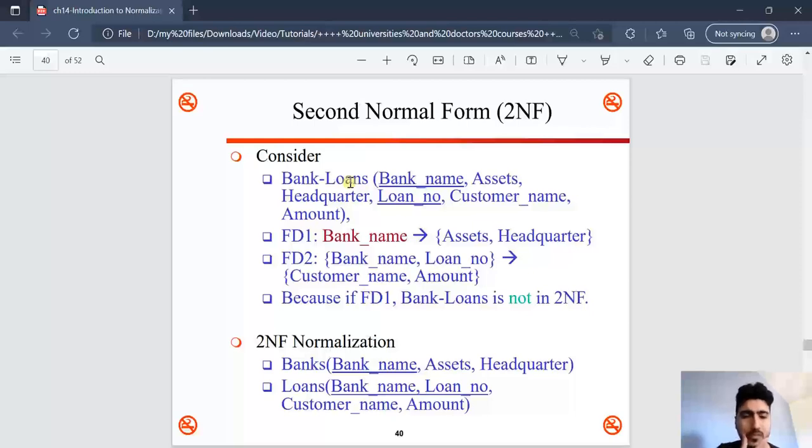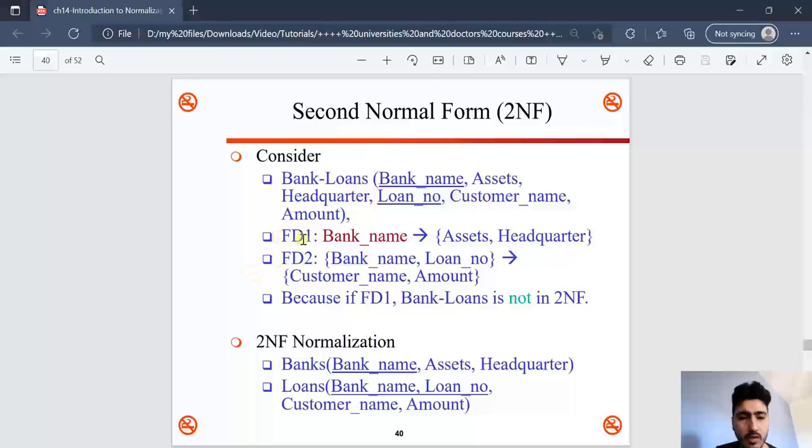Now I want to see whether it is in 2NF. There is one more condition that should be achieved in order for this relation to be in 2NF. All non-prime attributes must fully depend on the primary key or any candidate key. If we find a non-prime attribute that depends partially on a part of the primary key, then this relation is not in 2NF. Let's see the functional dependencies given here.